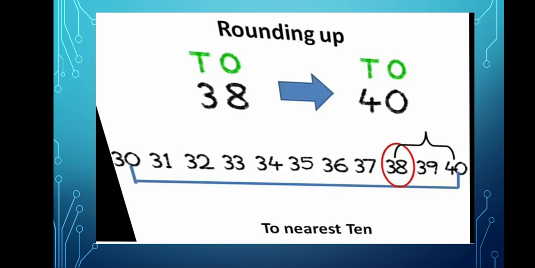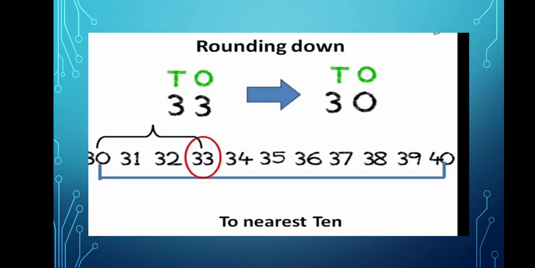For example, in case of 33, the 1's digit is 3 here. In 33, the 1's digit is 3 and it is less than 4, less than 5, we can say it is lesser than 5. So 33 is rounded down to 30 to its nearest 10.